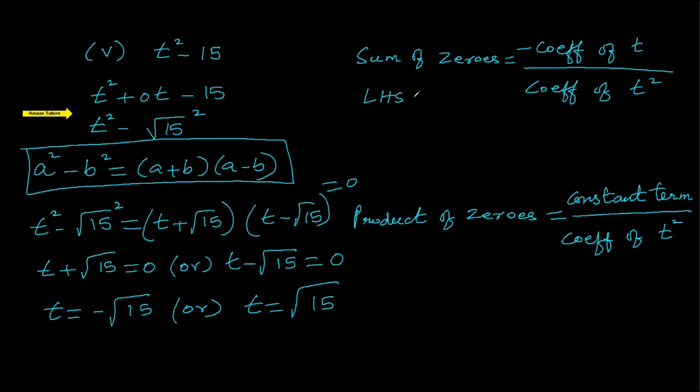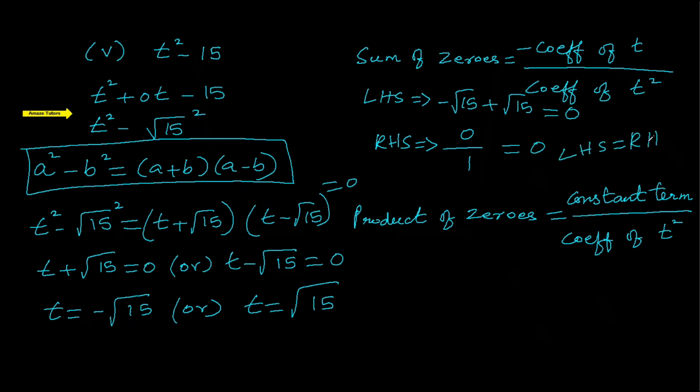Left hand side, root 15 minus root 15 plus root 15. Obviously, the opposite signs when you add, it is equal to 0. Now RHS, right hand side, minus coefficient of t. Is there any coefficient of t? Nothing, 0. Divided by coefficient of t squared, which is simply 1. 0 divided by 1 is 0. So left hand side is equal to right hand side. Hence we verified the first part, the sum of the zeros. Let's try verifying the product of zeros.